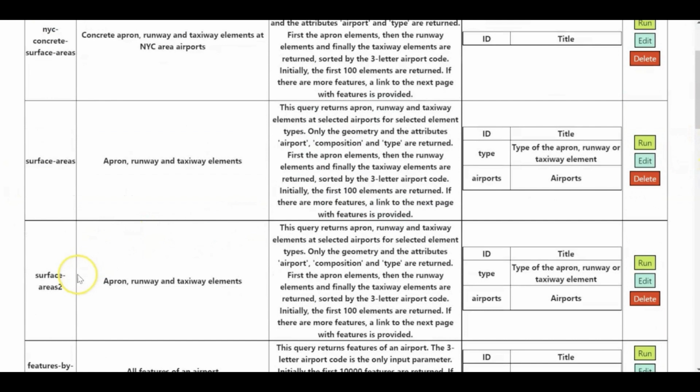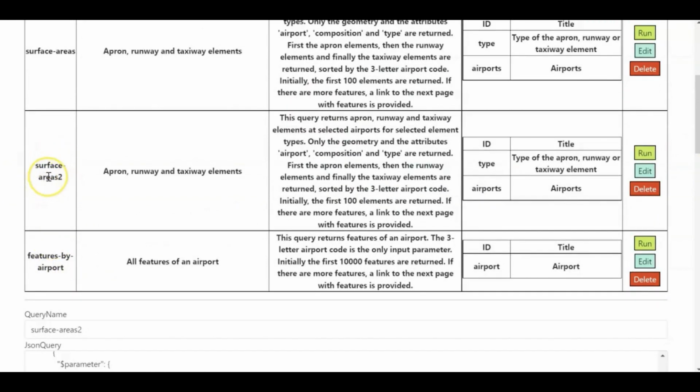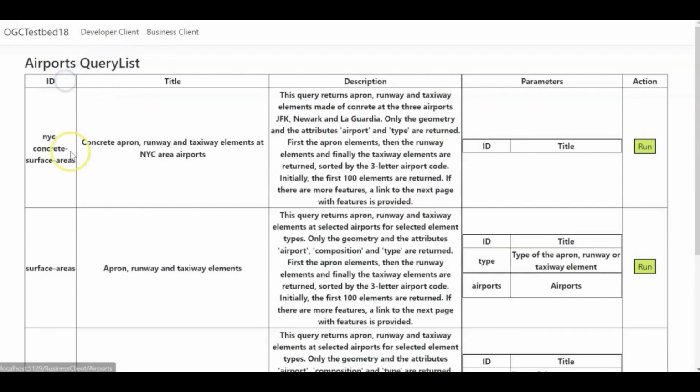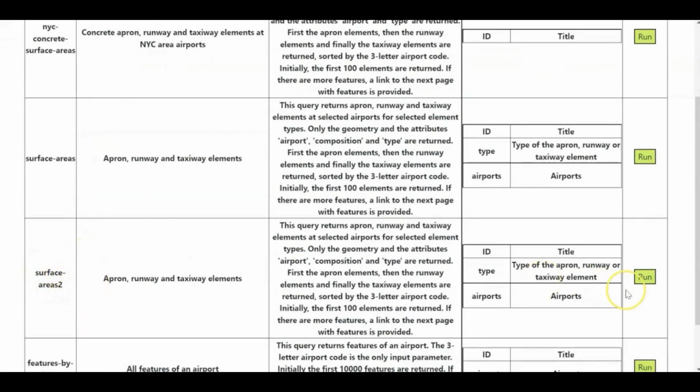Once the query has been added, for example, we've added surface area 2 here, the business client will see the same thing here and they can run it.